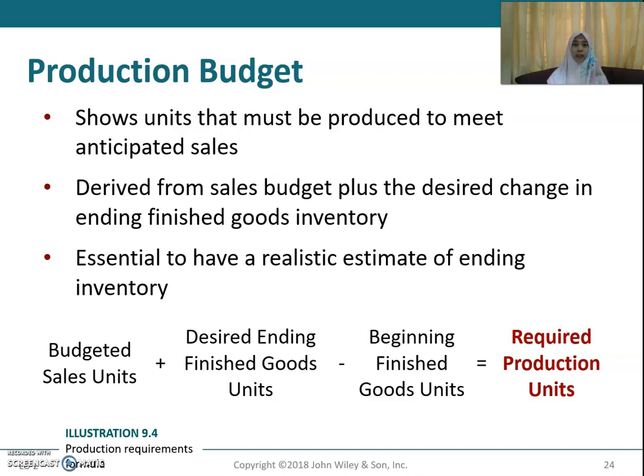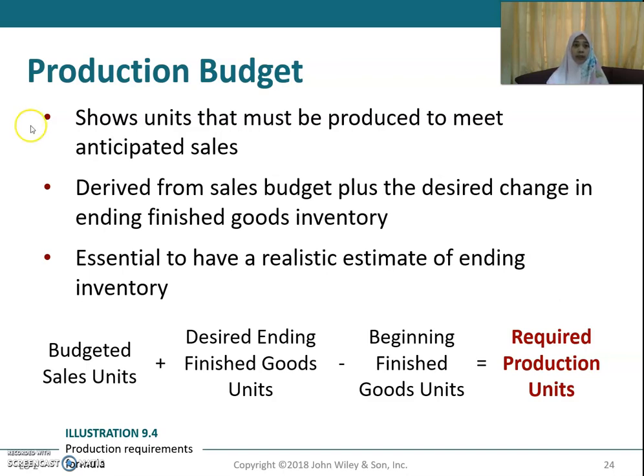Bismillahirrahmanirrahim. Next, we will look into production budget. So what is production budget? First, just now we have looked into how many units that we need to sell and what's the value. Next, after we know how many units that we want to sell, then that goes to the production. How many units that we need to produce before we can sell.